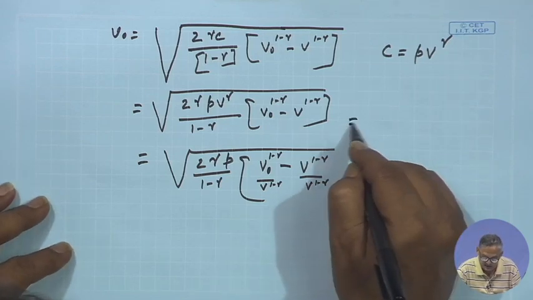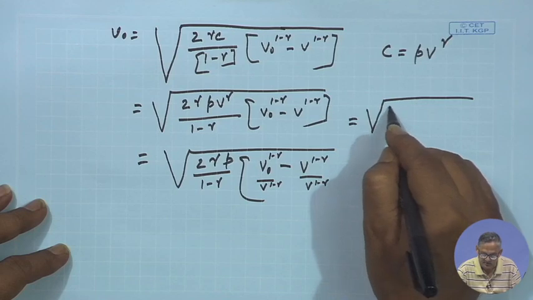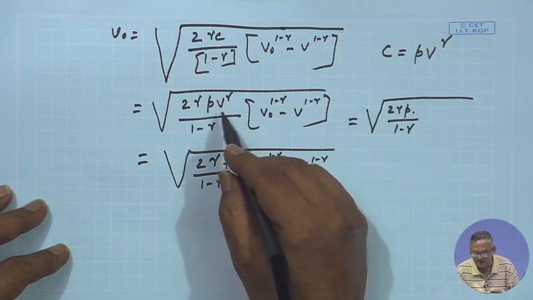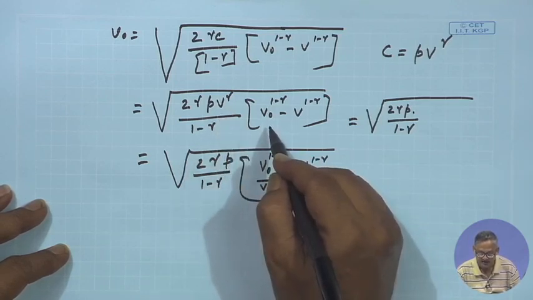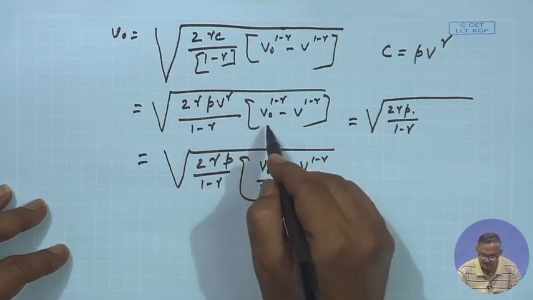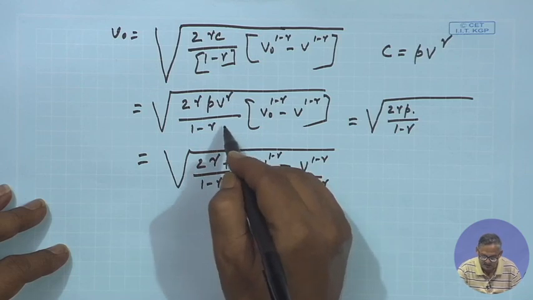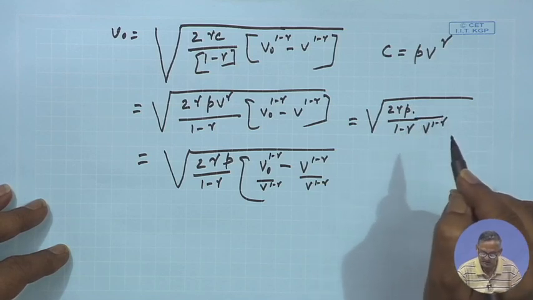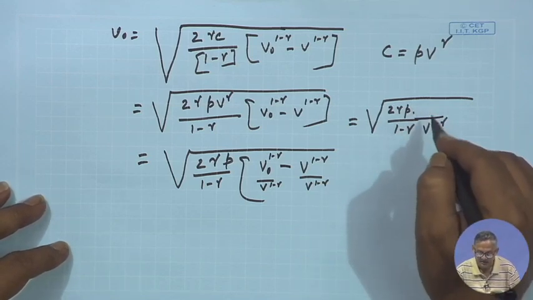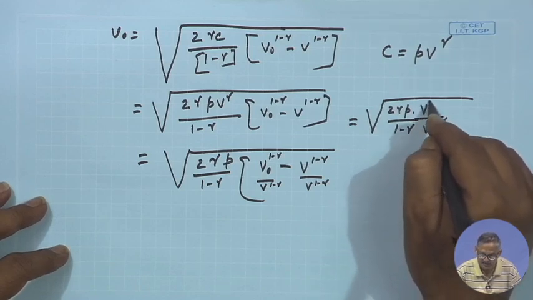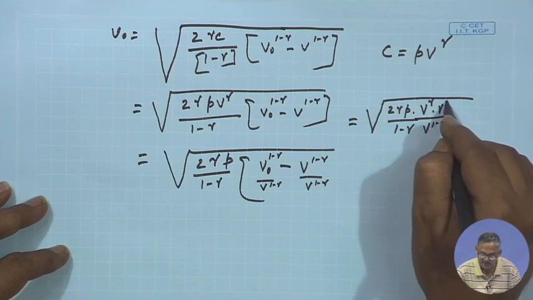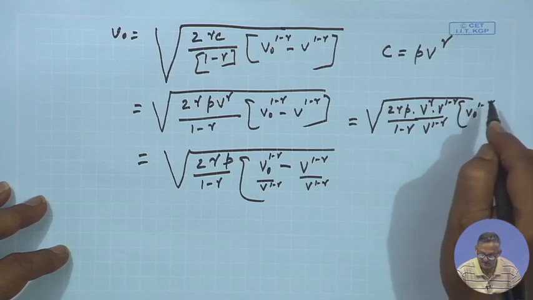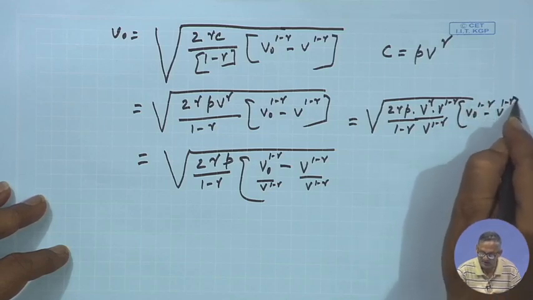Because this we can write as under root 2 gamma P divided by 1 minus gamma, right? So we are taking it inside, which means we are introducing a division by V to the power 1 minus gamma. So if we write V to the power 1 minus gamma here, then here also we have to write V to the power gamma into V to the power 1 minus gamma, into V0 to the power 1 minus gamma minus V to the power 1 minus gamma, right?